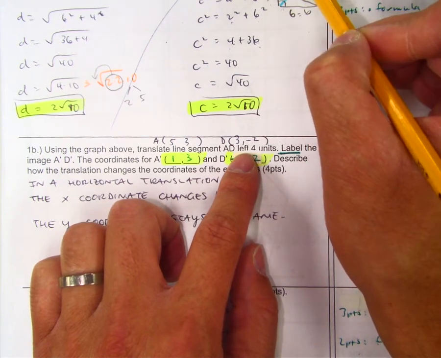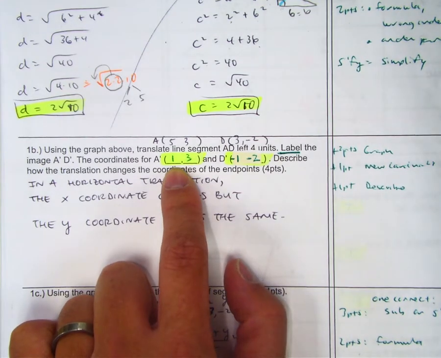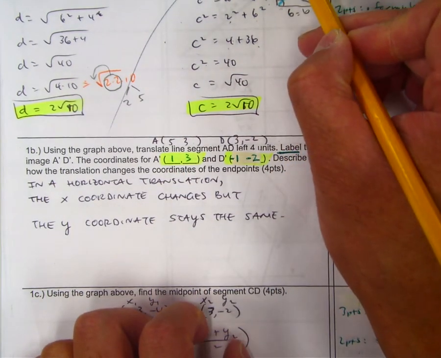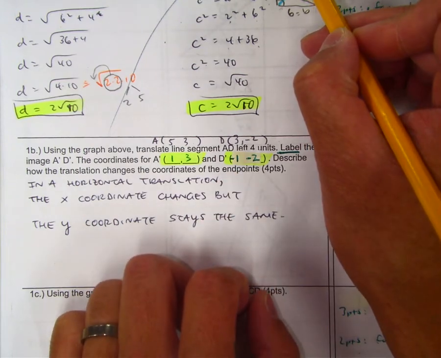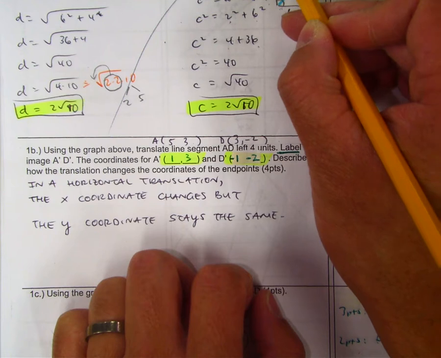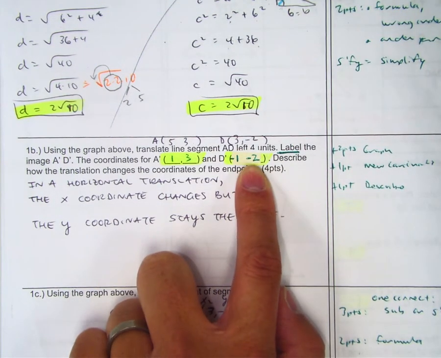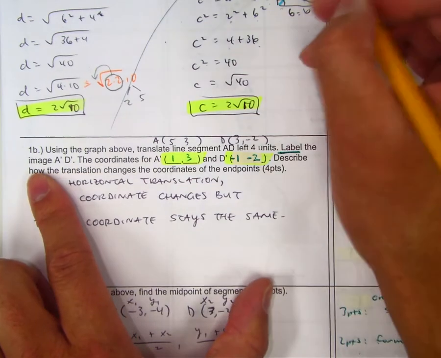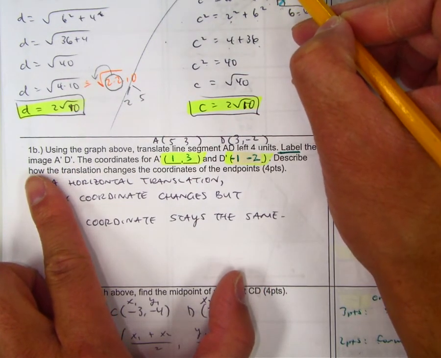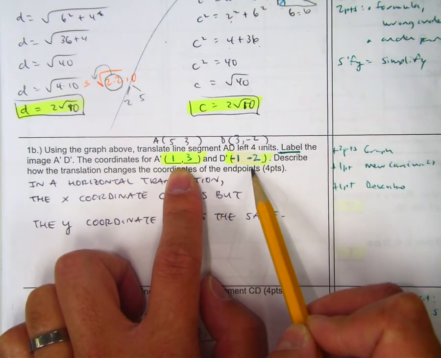That's the coordinates 1, 3. So I wrote that here. D, I'm going to move that 4 units. Just count to the left 4 units. 1, 2, 3, 4. That's the ordered pair -1, -2. It tells me to label those. So there I have A prime and D prime. It tells me to write down the new coordinates, which I have here.